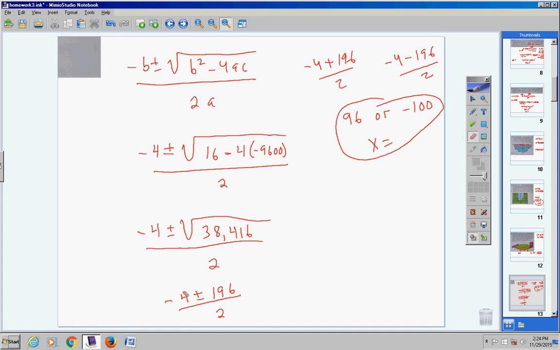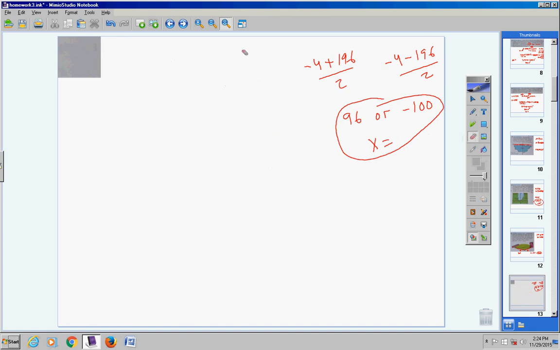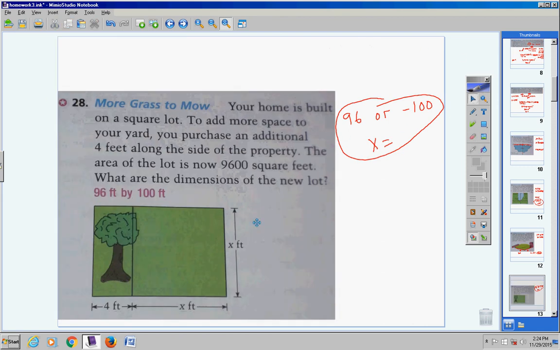Now let's see how all of that applies to the problem here. What are the dimensions of the new lot? Look, one side is x. So there's no way I can put negative 100 in for x right here. You can't have a length of negative 100. So I know for sure that this answer is not going to help me. But 96 will help me.